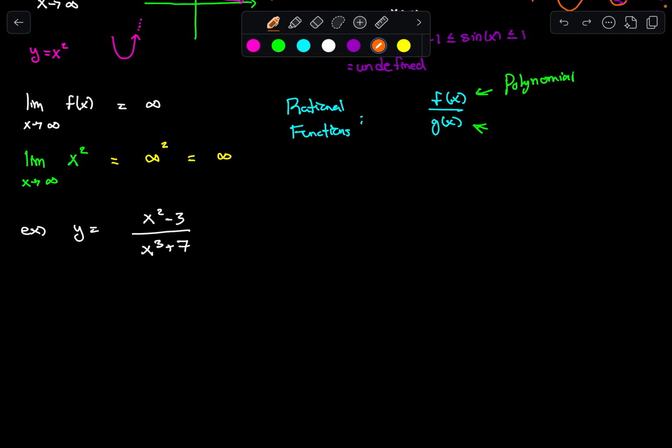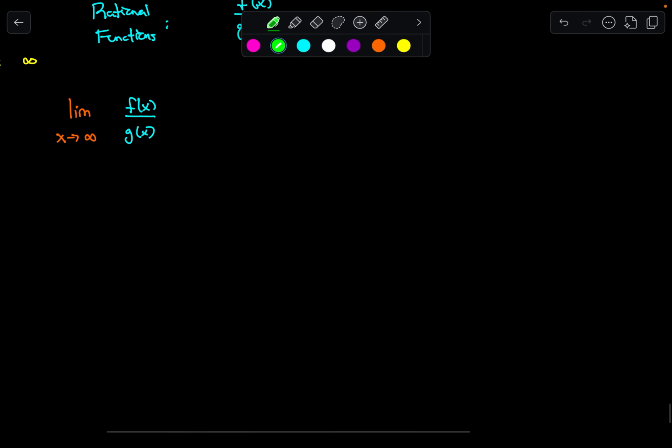When we are evaluating the limit as x approaches infinity of some rational function, f of x over g of x, there are three cases. So let's take a look at this. Case one.